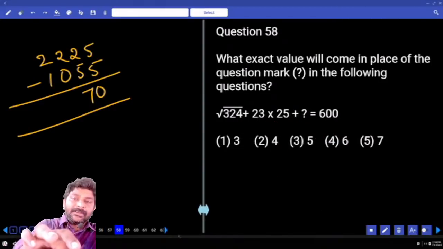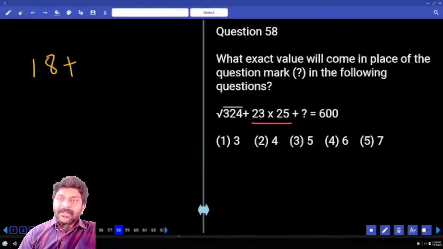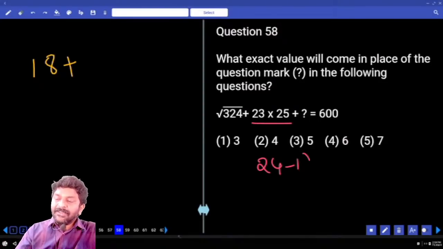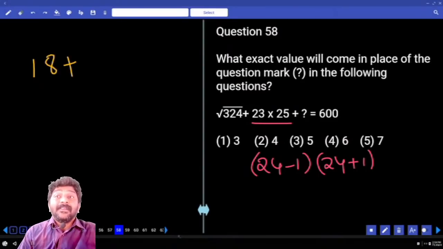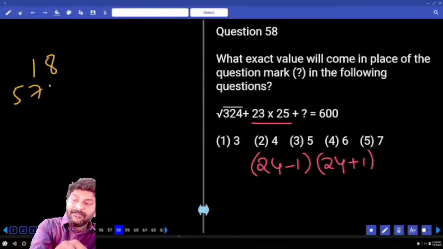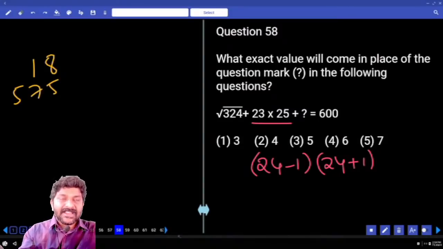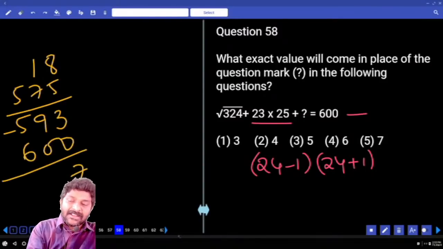Next, under root of 324, 18 plus 23 into 25. So can we assume this as 24 minus 1 into 24 plus 1? Assume it like that. A plus B into A minus B, A square minus B square. 24 square minus 1, 575. These two numbers go to right hand side, correct? And from 600 we have to subtract these two fellows. Sum of these two numbers is 593. If this fellow is subtracted from 600, answer 7.